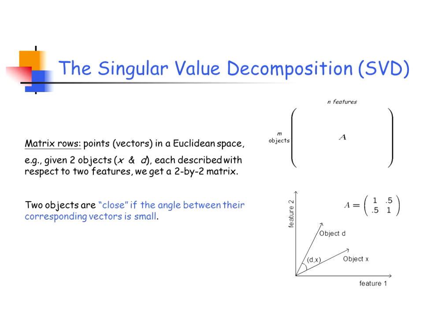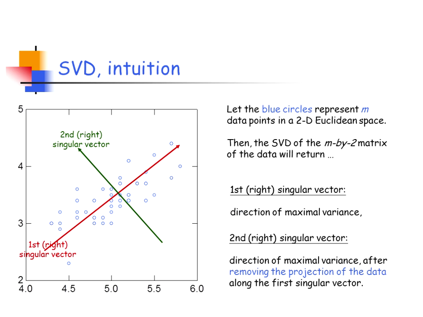So we will see the singular value decomposition. What is the background of singular value decomposition? Let the blue circles represent M data points. If we have scattered data, like these points over here, from bottom to top, then the singular value decomposition may return two matrices of the data. First, the first singular vector is the direction of the maximal variance.